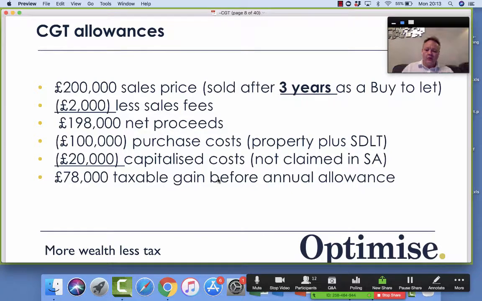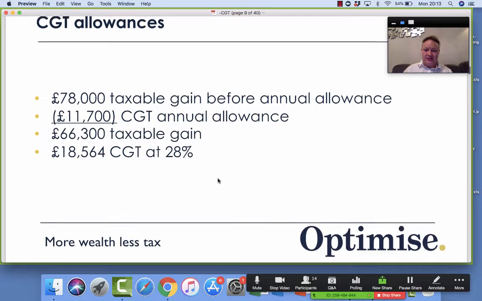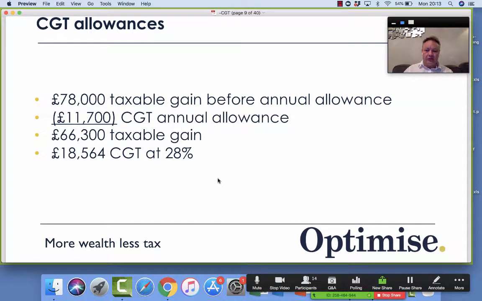So in this example, we've got a £78,000 taxable gain before any annual allowances have been taken into account. And let's have a look at what really that means. So £78,000 with the new 11,700 CGT allowance in place means that there is now a taxable gain of £66,300. And if you're a high rate taxpayer, as I mentioned before, it's not 20%, it's 28% because this person holds a residential buy-to-let investment. And as a result, you will be paying a tax bill of £18,564.